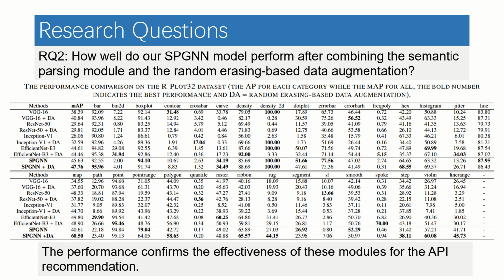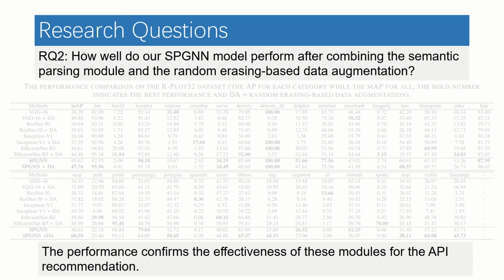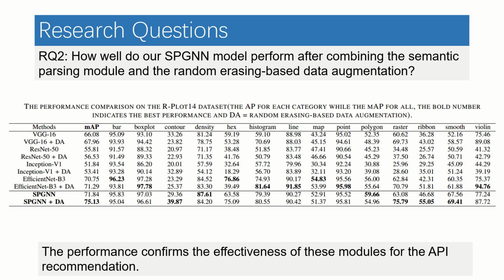9.37%, 18.12%, 21.7%, and 3.15%. The results on our Plot14 are shown in this table. We found in surprise that all methods' performance is significantly boosted on the Plot14 dataset.